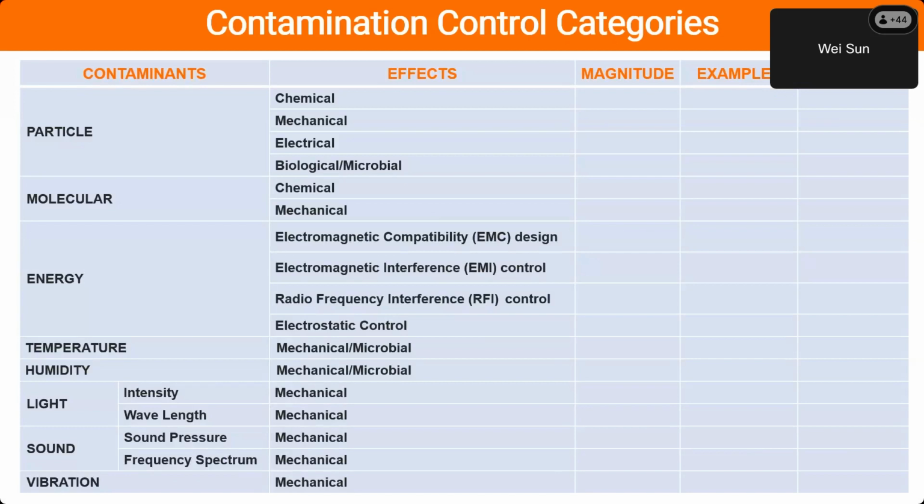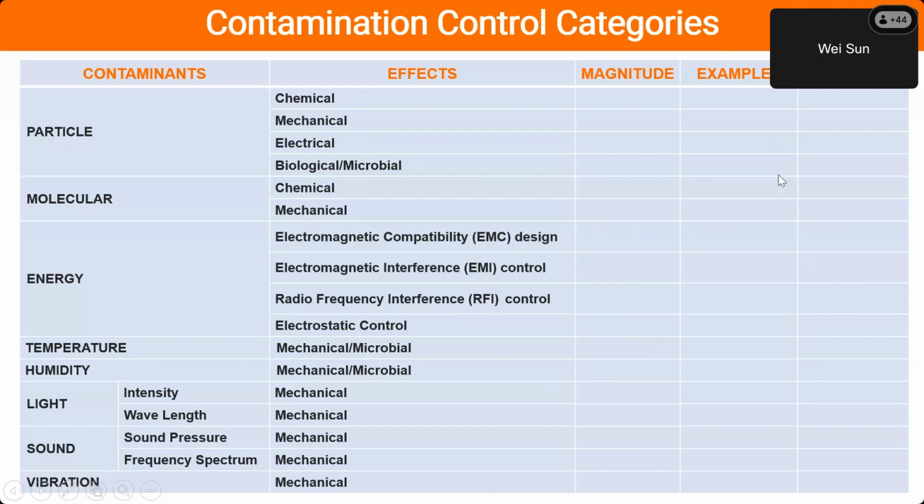And also we have a table regarding what are the contaminants, what category of their effects, and value of a magnitude, example, and remedies. For example, particle, you have multiple categories: chemical, mechanical, electrical, biological, microbial, chemical, and molecular, chemical, mechanical, energy level, EMC, EMI, RFI, temperature, humidity, light, intensity, wavelength, and sound, vibration. So we have all information included.